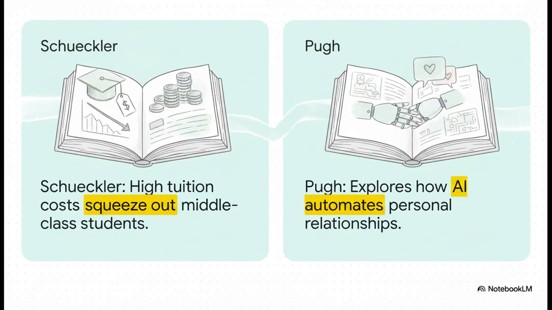And here are your two conversation partners. On one hand, you've got Christine Schuchler talking all about the financial nightmare of affording college. And on the other, you have Allison Pugh exploring how AI is changing our personal relationships. They seem like they're from different planets, right? Well, that's where the real challenge, and honestly, the fun begins.